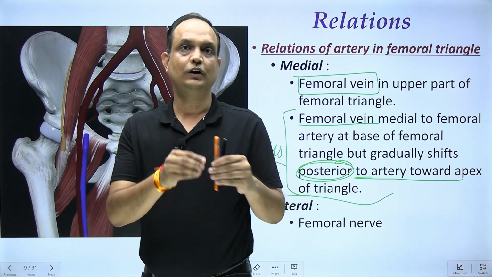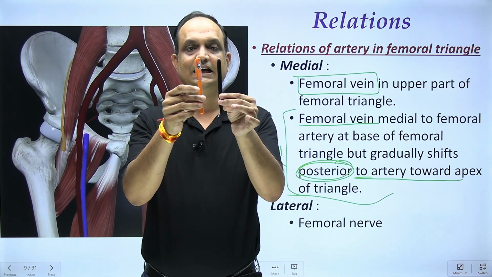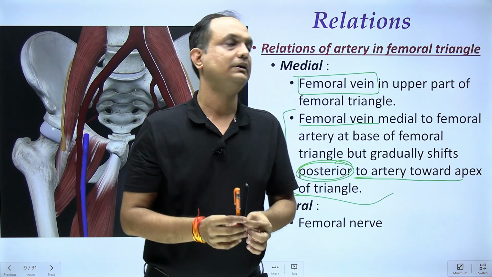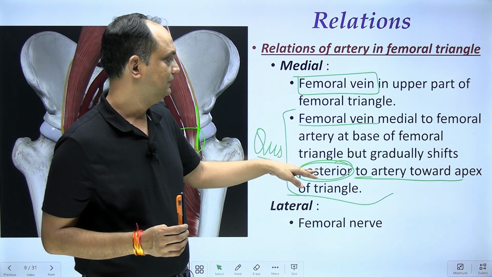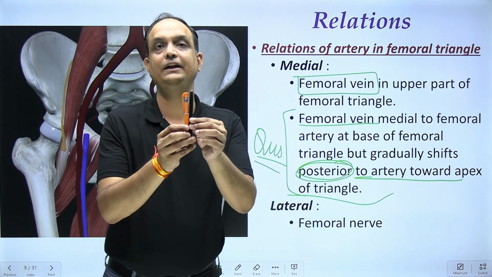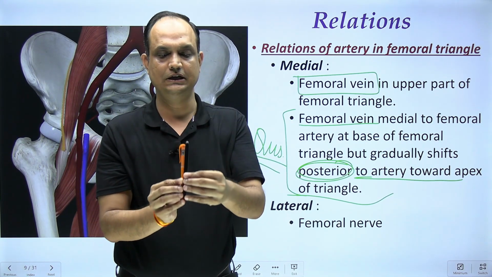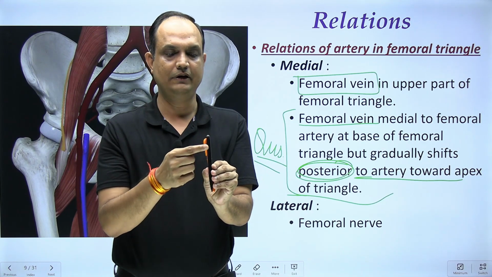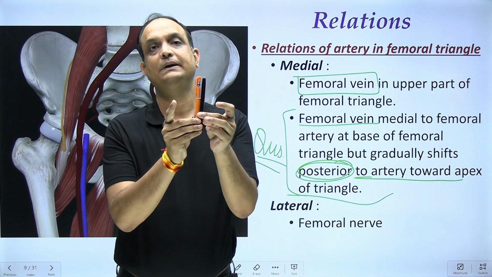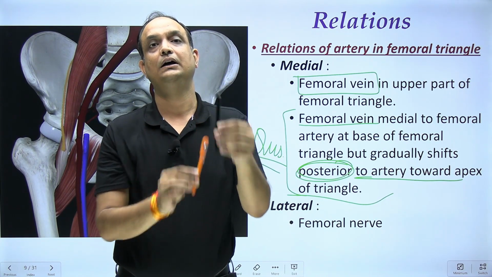Clear? So what is happening is, as you go gradually downward, this side by side relation will be lost. How will it be lost? Gradually the vein goes posterior to the artery. So which is the vein? This is the vein. As you go down, the vein will go posteriorly. So in the lower part you will have an antero-posterior relation, while in the upper part you will have a side by side relation. As you go down, the vein will go behind the artery.